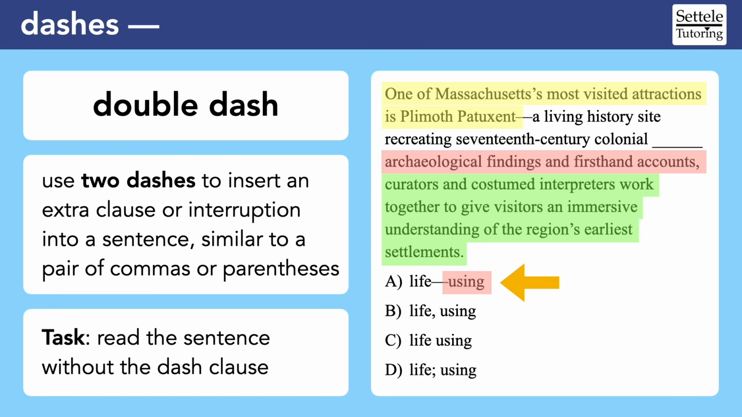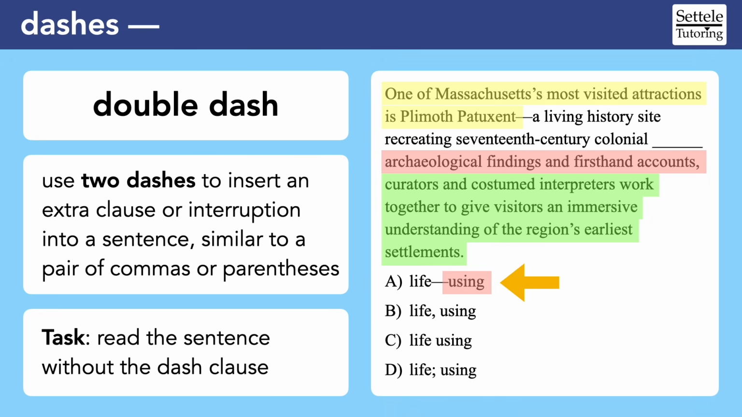The dash allows us to add on an extra definition of Plymouth Patuxent, a living history site recreating 17th century colonial life. Now in red, we have another extra clause, using archaeological findings and first-hand accounts, but that leads into a second independent sentence, now in green. Curators and costumed interpreters work together to give visitors an immersive understanding of the region's earliest settlements.